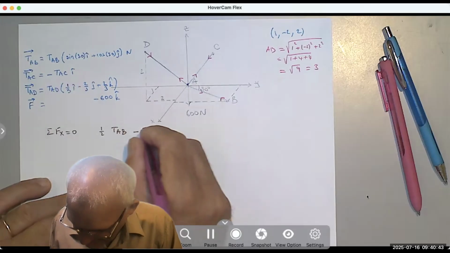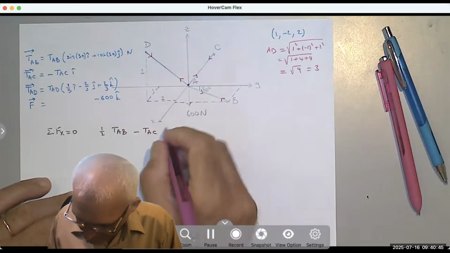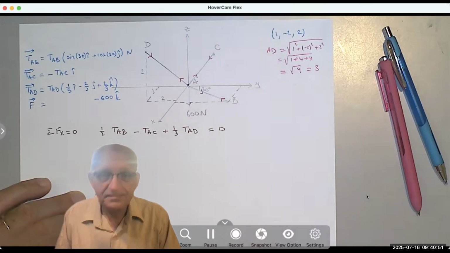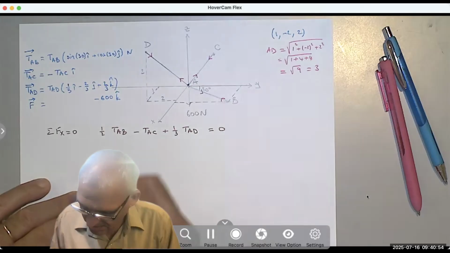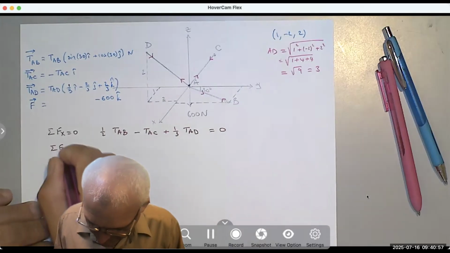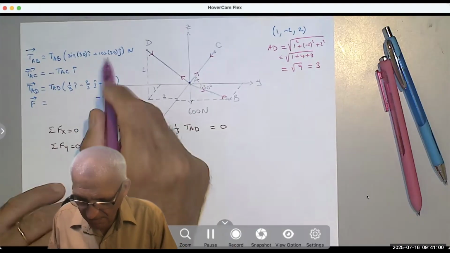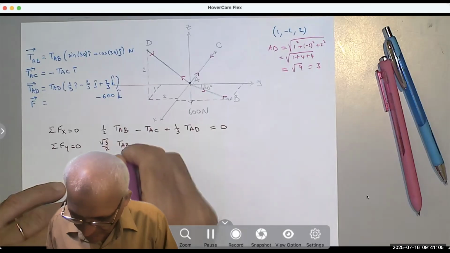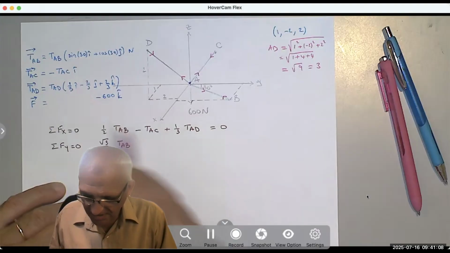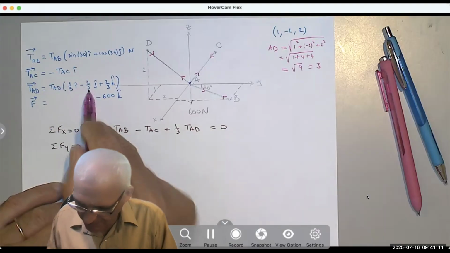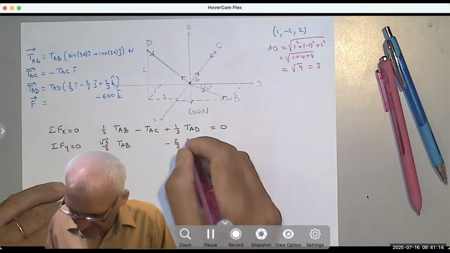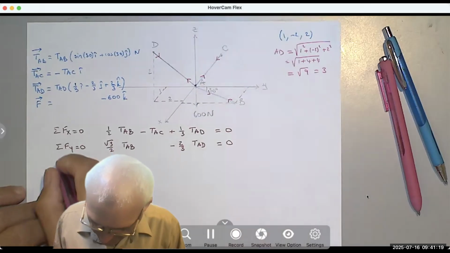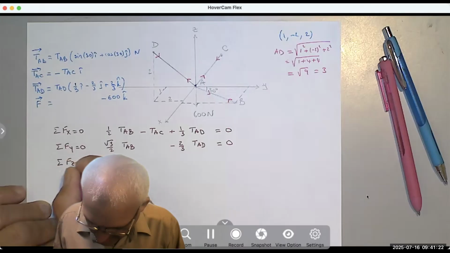Plus minus TAC plus 1/3 TAD equals 0. The second equation, summation of the forces along the Y equals 0: √3/2 TAB. There is nothing for TAC, minus 2/3 TAD equals 0. And finally, my third equation, summation of the forces in the Z equals 0.